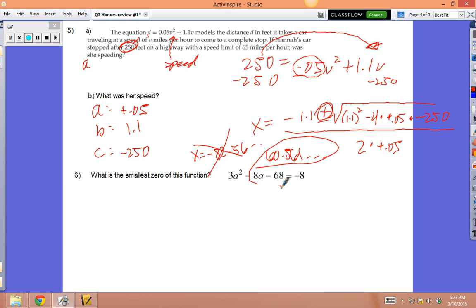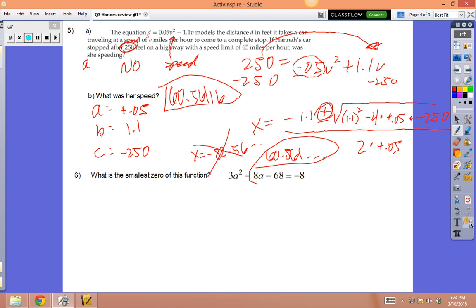So negative speed in this context, this one's not gonna make sense, but this is the one I'm gonna use. So the question is, if the speed limit was 65, was she speeding? No. What was her speed? Her speed was 60.561, and if I ask you to go to the nearest 10,000th, you can keep going, because your calculator will give it to you. So the quadratic formula will give you the exact speed down to as precise as you want it.